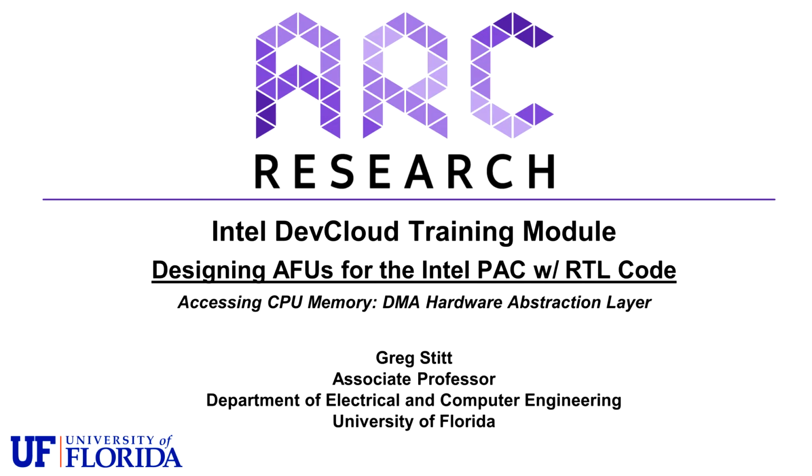In this talk we're going to continue looking at how to design AFUs using RTL code, and we're going to start talking about a very important piece of functionality here, which is how you get the FPGA to access the CPU's memory. And the way we're going to do it is by using a hardware abstraction layer that provides a simple DMA interface.